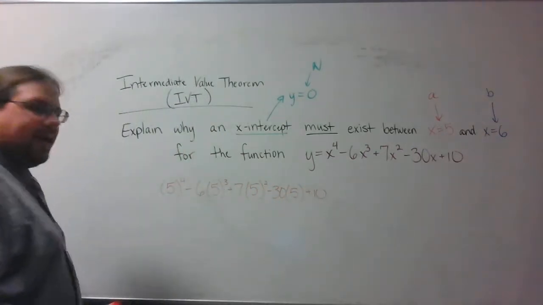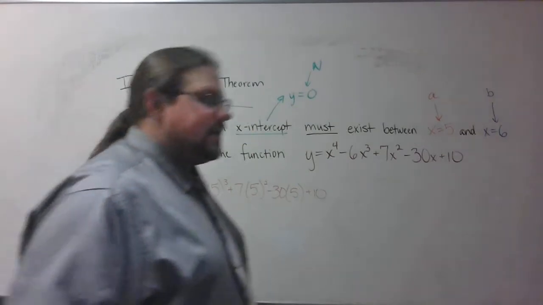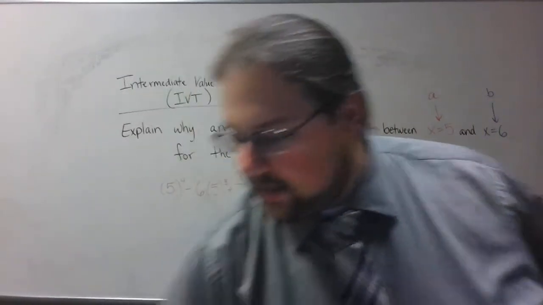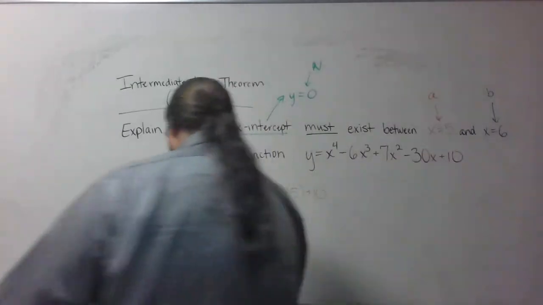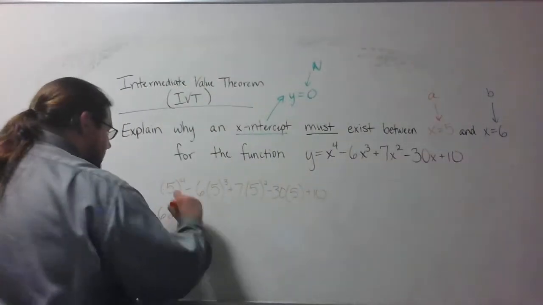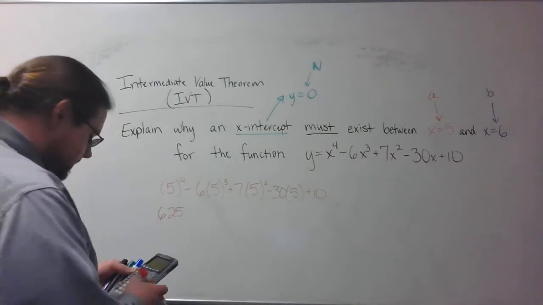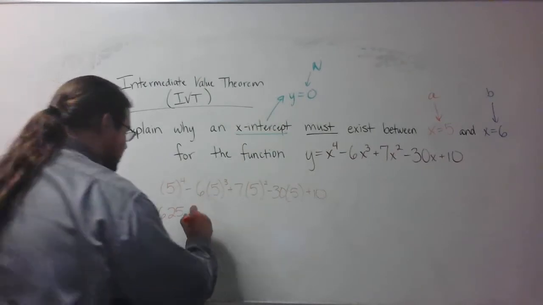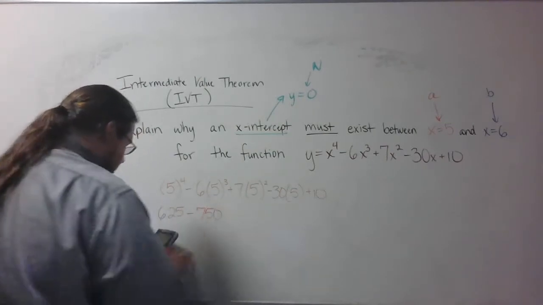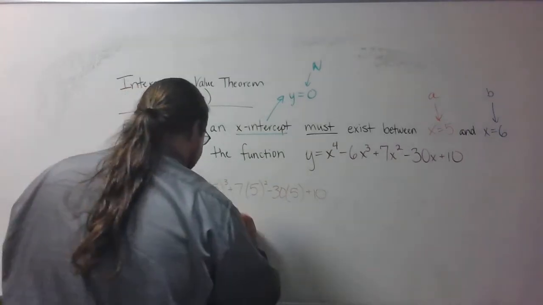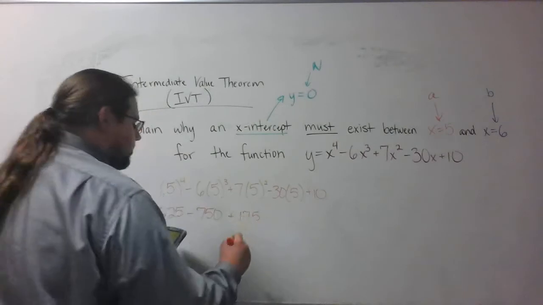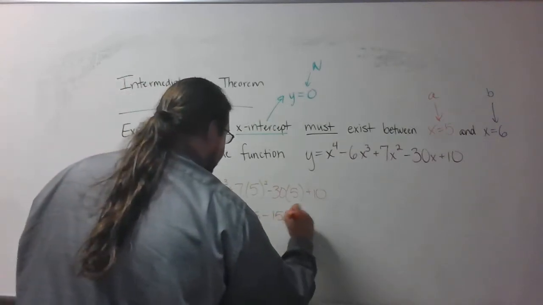All right, let's go ahead and start trying to do some math. All right, now I'm going to come over here and I'm going to grab my calculator. Let's do this. So 5 to the fourth gives me a whopping 625. Then I'm going to do 6 times 5 cubed. All right, that gives me 750. Then I'm going to do 7 times 5 squared. All right, that gives me 175. Then I'm going to do 30 times 5, which I know is 150, plus 10.